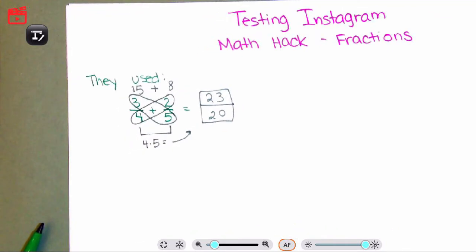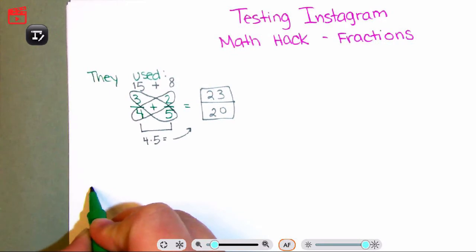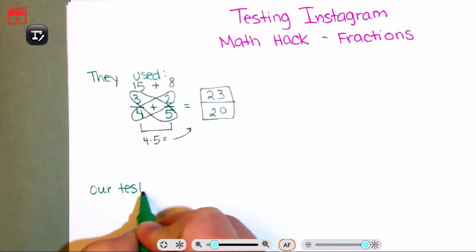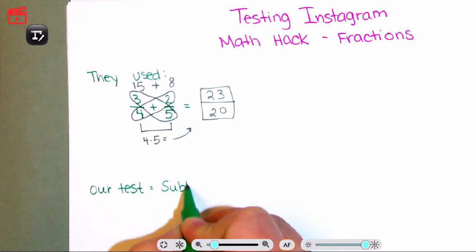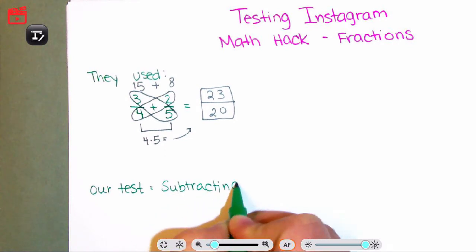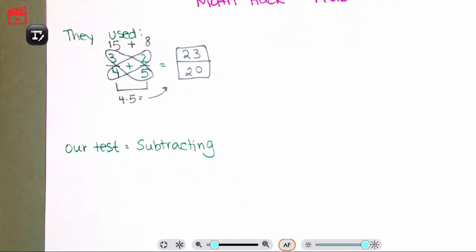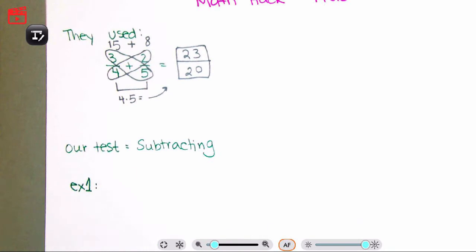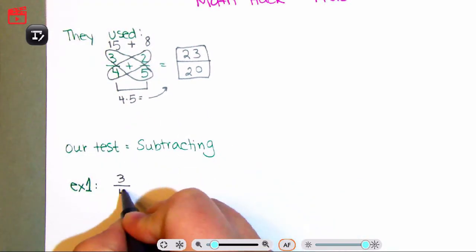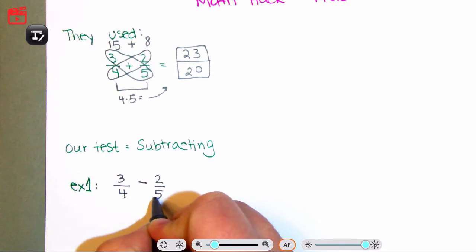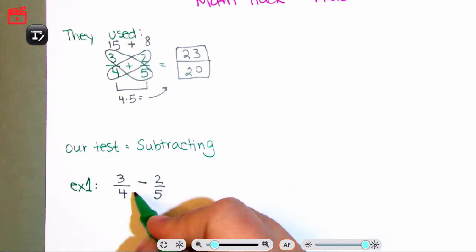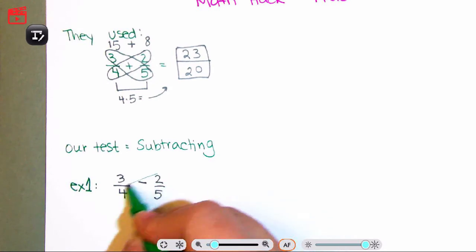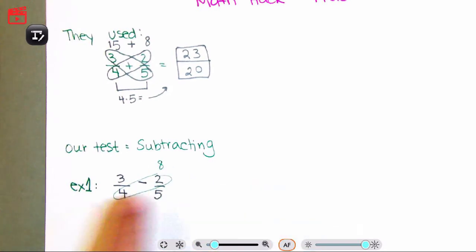So let's just try some out and see if it works. Okay, so we're going to subtract some fractions. So example 1, let's do that original fraction, so 3/4, but this time I'm going to say minus 2/5. So let's try that. 4 times 2 is 8. We may have to include that minus. They didn't care that it was a plus, so I'm going to leave it.